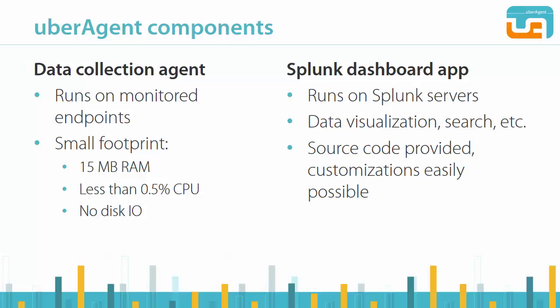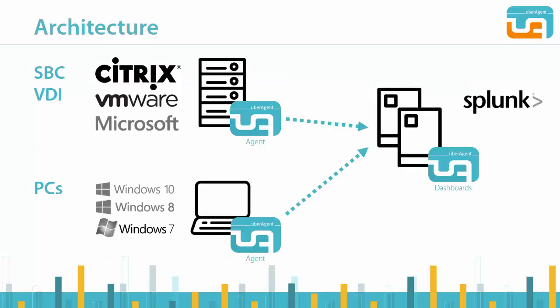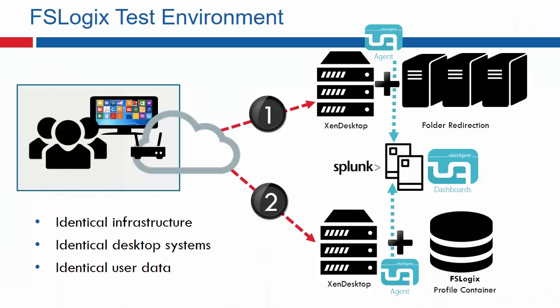And then the next slide, if you could advance, please, there's a brief overview of the architecture. It's super simple. We've got the agents on basically anything that runs Windows, both client machines and various kinds of terminal services. We have the Splunk backend, and that's all. Super simple, easy to install, works great. Okay, so let's move on to the actual scenario we're going to discuss in this webinar. Next slide, please.